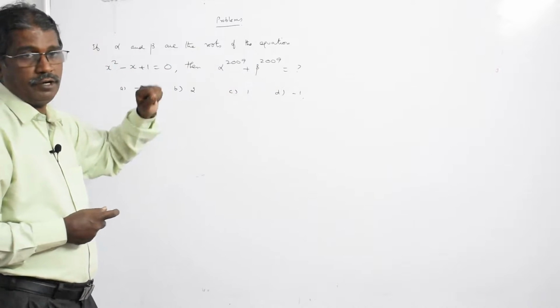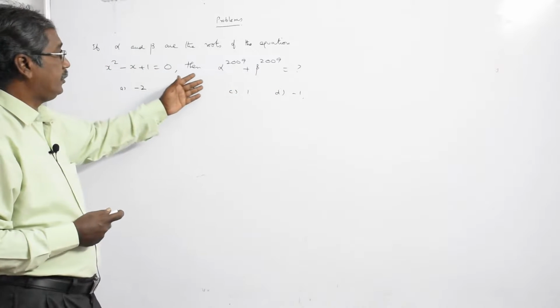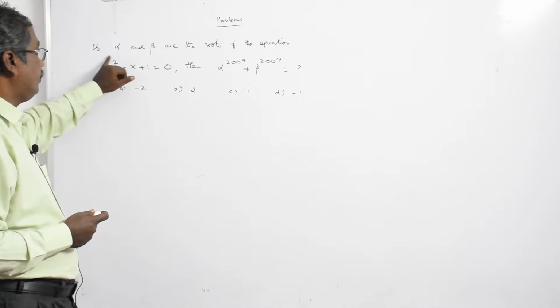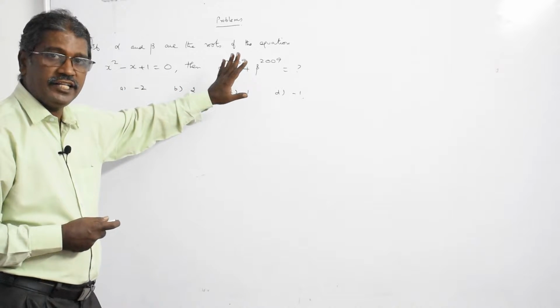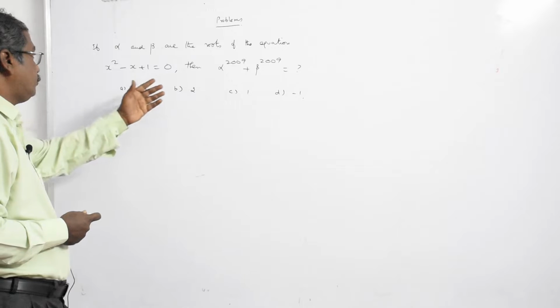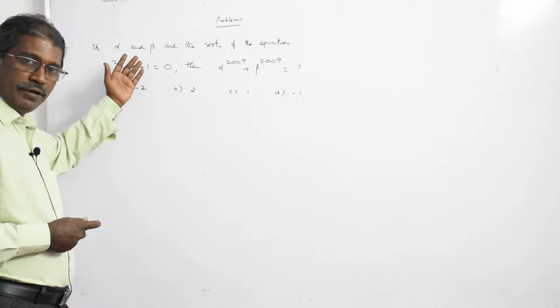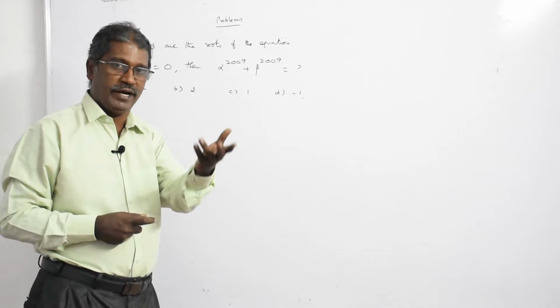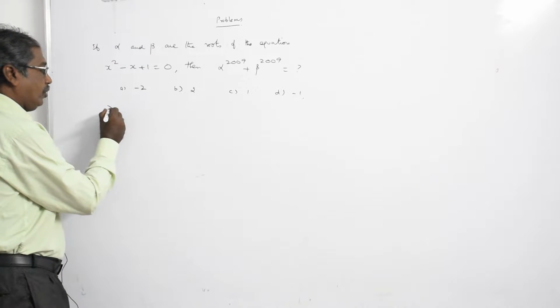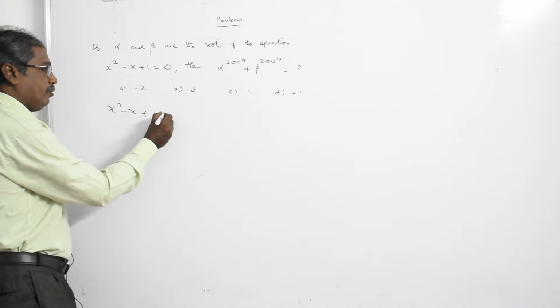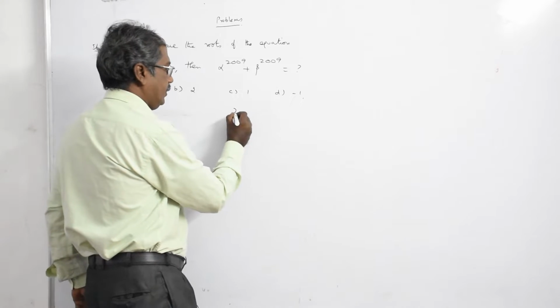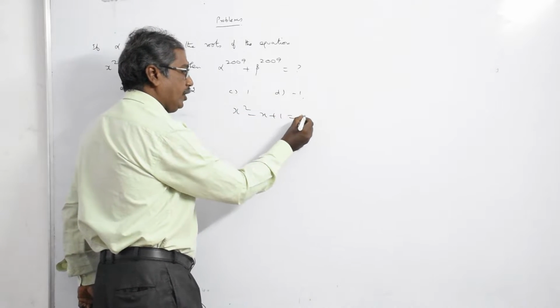So how to solve this problem? Using alpha and beta, the roots of the equation, we need to solve the equation. What are alpha and beta? Nothing but values of x. So we need to find the values of x by using the formula minus b plus or minus root of b square minus 4ac by 2a, for x square minus x plus 1 equal to 0.